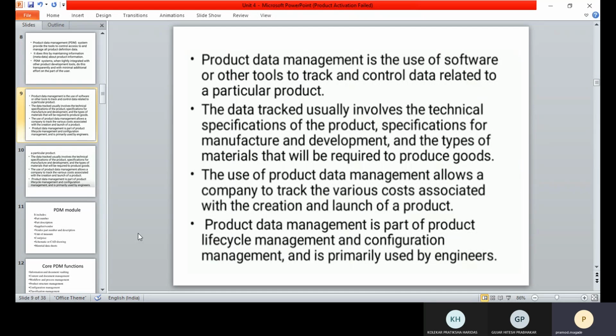And the last point is related to product life cycle management. It is a part of product life cycle management. To fulfill that product life cycle management we require the materials, and that process can be controlled by PDM, product data management. So just write down these 4 points thoroughly.